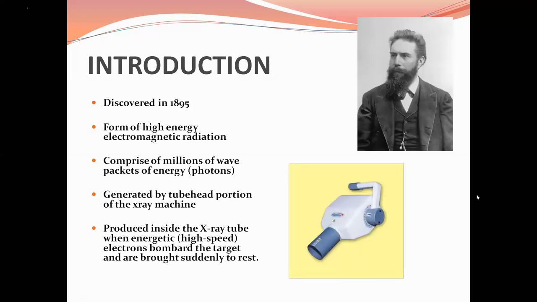The fellow you see on the top right is the inventor of X-rays. His name was William Rontgen. Forgive me if I'm mispronouncing his name. He was basically German, and he invented X-rays. And the picture you see underneath that is the tube head portion of the X-ray machine.